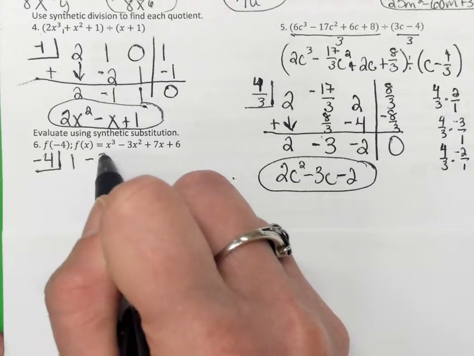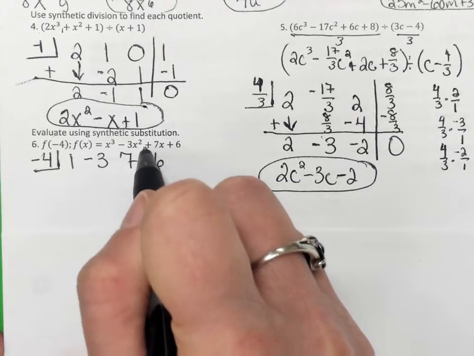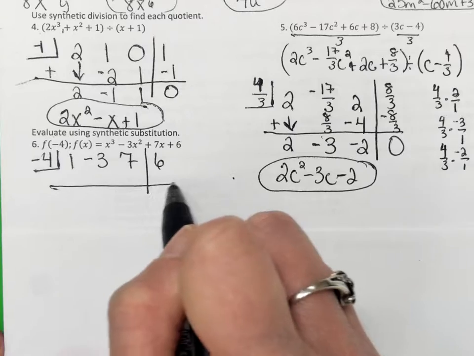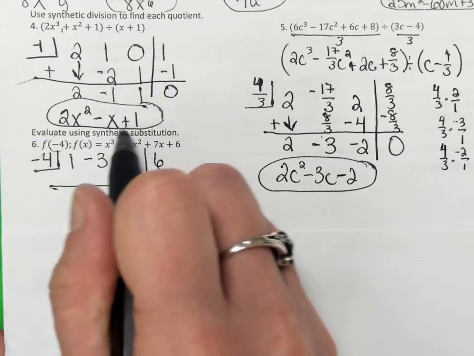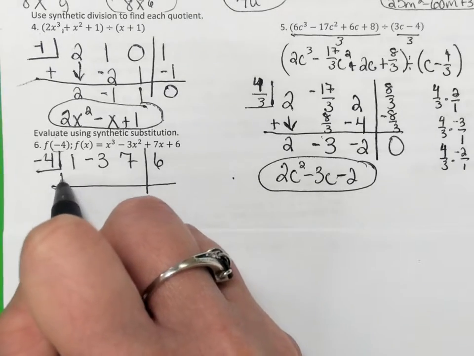Set it up the same way. There you go. I'm not missing anything. Why is it -4 when you do positive? Not with this one. This tells you exactly what you want to plug in. This is synthetic substitution. It's a little different.